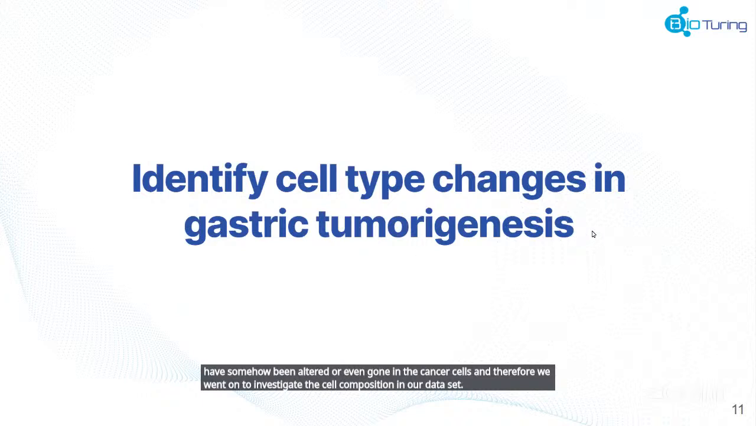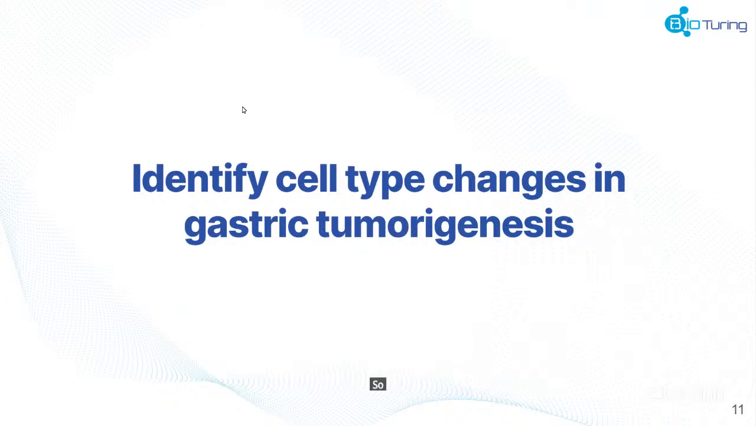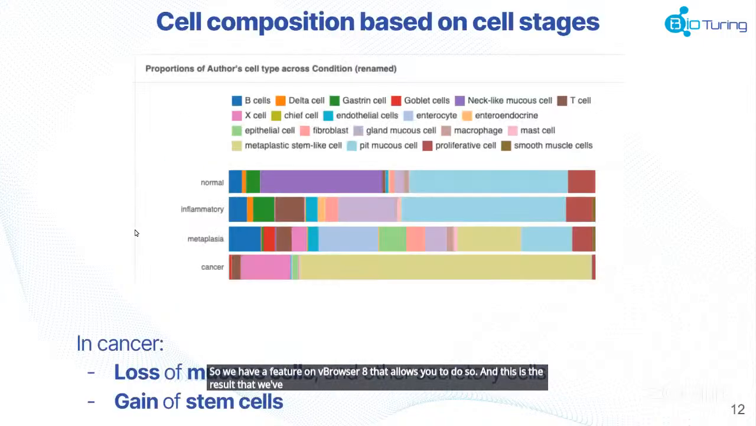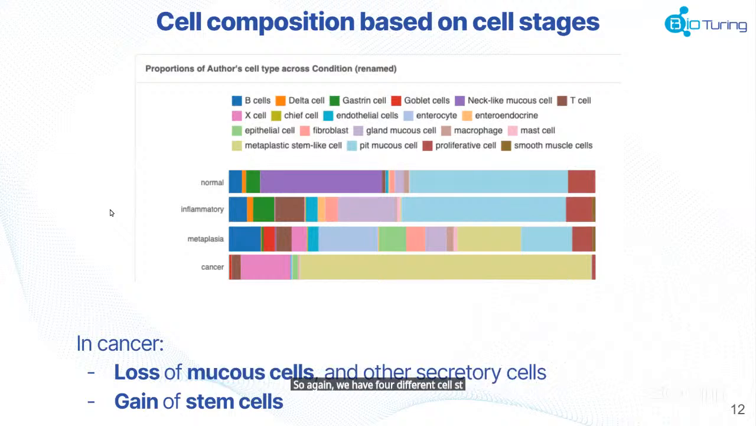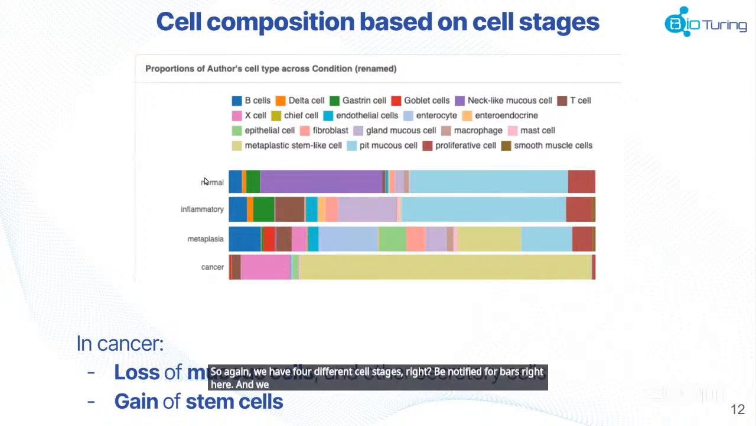So we have a feature on bBrowser X that allows you to do so, and this is the result that we found. Next. So again, we have 4 different cell stages, right? Denoted by 4 bars right here. And we had different cell types.